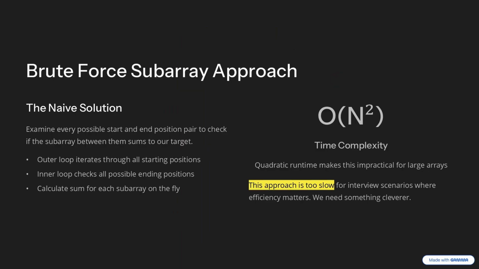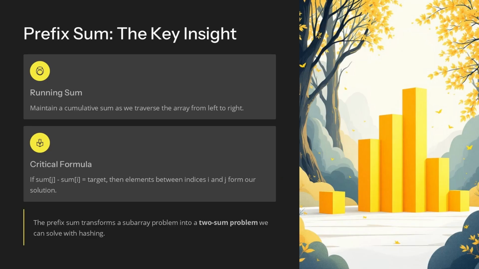The brute force approach tries every start index, and for each start, every end index. That results in n-squared time. This is not acceptable for large inputs. Prefix sum changes the perspective. Instead of computing sums repeatedly, we maintain a running sum. The sum from index i to j is equal to prefix[j] minus prefix[i-1]. This mathematical identity is the key.